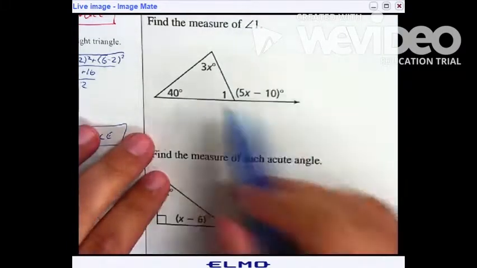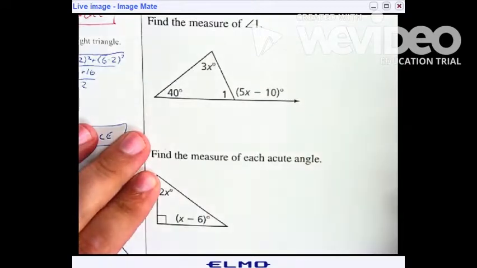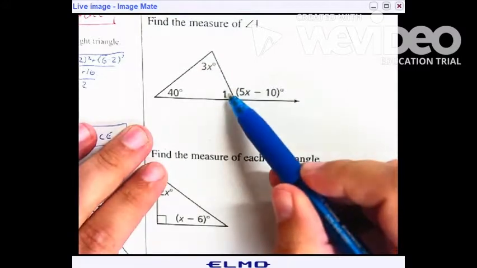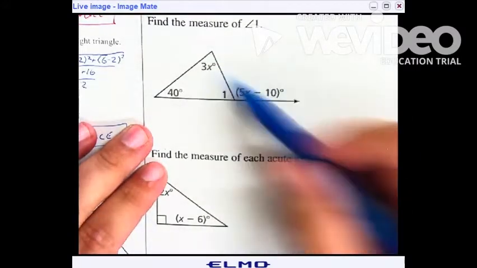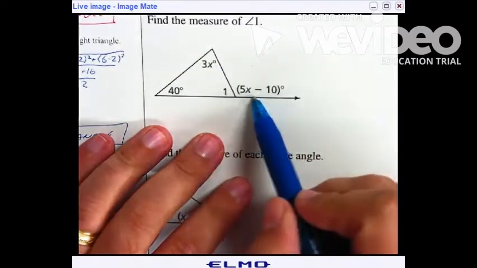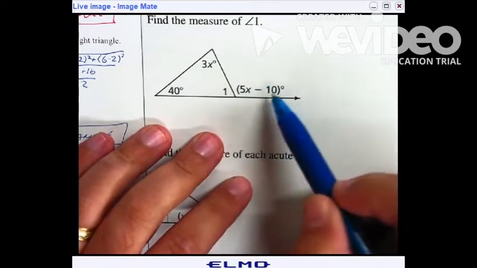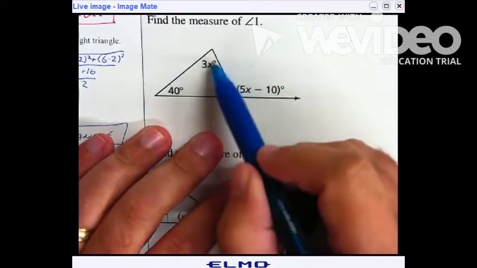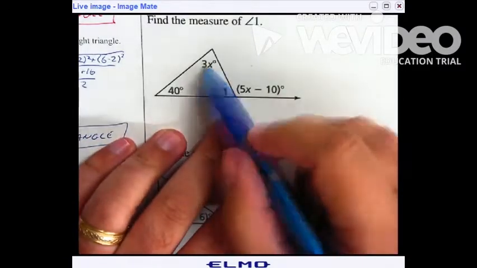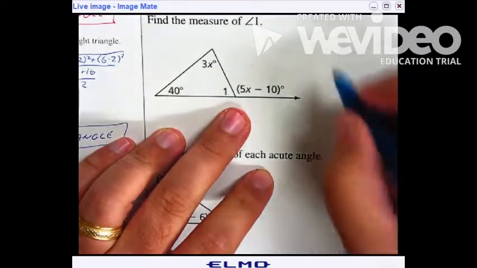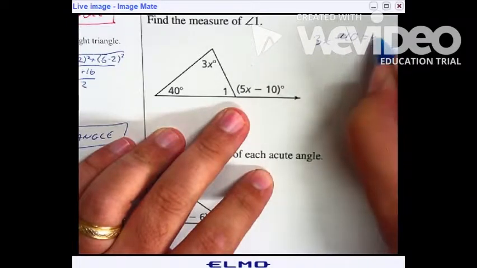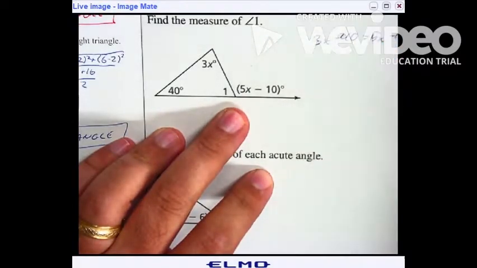So we're looking at this. We want the measure of angle 1, which is a little bit more difficult to find. Now, if I knew what this one was, I could just subtract them both from 180, right? But I don't know what that one is. I need to know what x is first. So to get what x is, I've got to put these two together. But I can't just put them together. This is an external angle, so I know that the external angle is equal to the sum of the two remote internal angles, the non-adjacent angles. So I can add those up, and that will equal my 5x minus 10. So 3x minus 40 equals 5x minus 10.